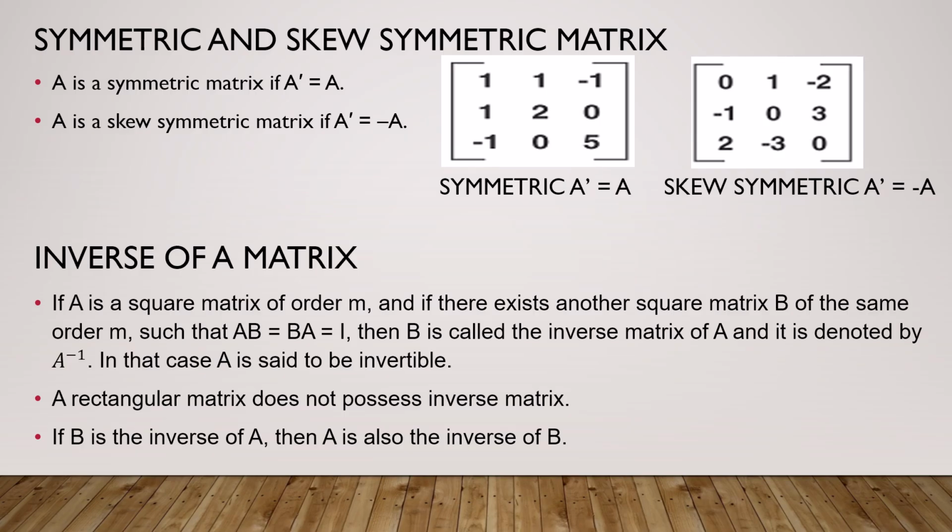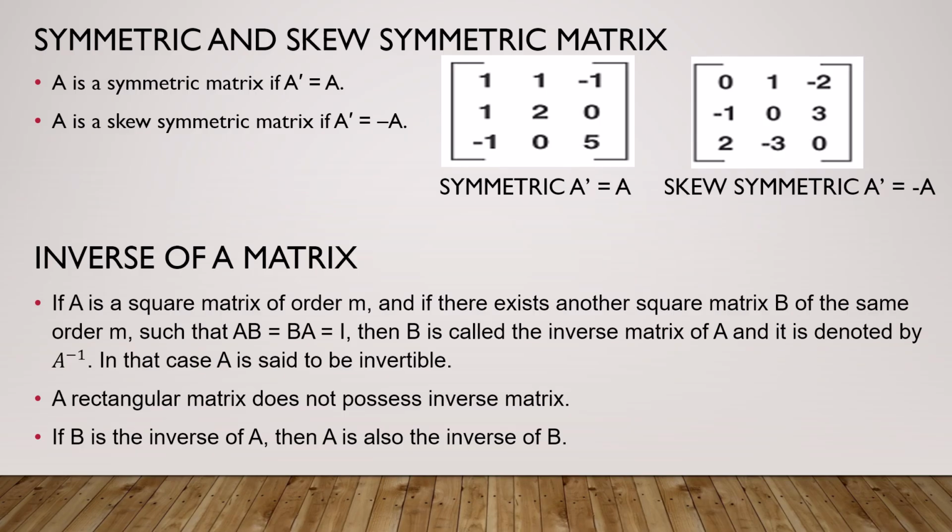Now we just try to interchange the rows and columns for this. You will be getting the same matrix, correct? 1 1 minus 1, first column will go to the row, which is again 1 1 minus 1. 1 2 0. The second column will become the row, which is again 1 2 0. In short, A transpose and A will be same, so it will be called a symmetric matrix.